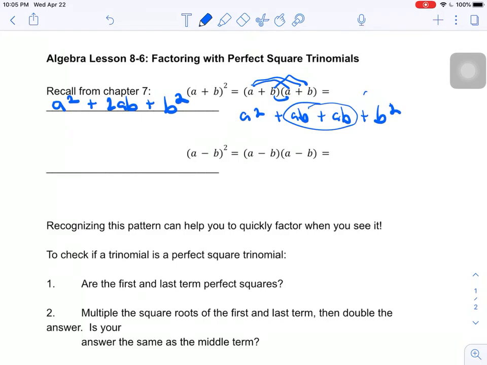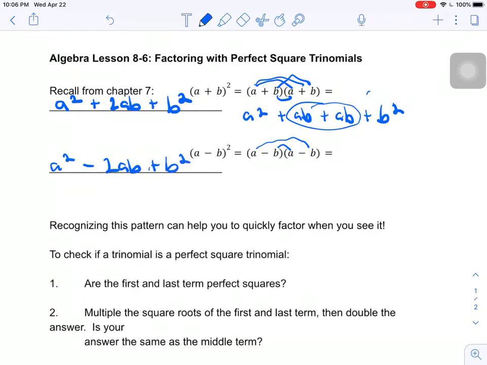We can do something similar with subtracting. The subtracting pattern works very similarly. The only difference is that when you do the outer and the inner, you get negative ab and negative ab again. So when you put it together, you end up with a squared minus 2ab, because those two middle terms end up being negative when you're subtracting, plus b squared. So if we want to use this as a factoring shortcut, we have to look at how we get from the answer back to the factored form for both of these.